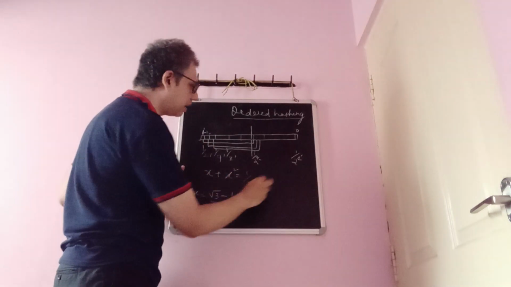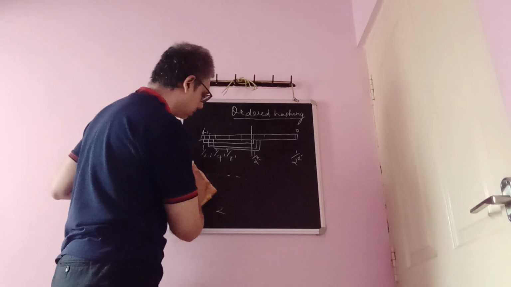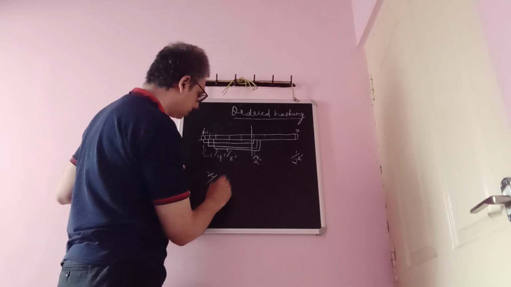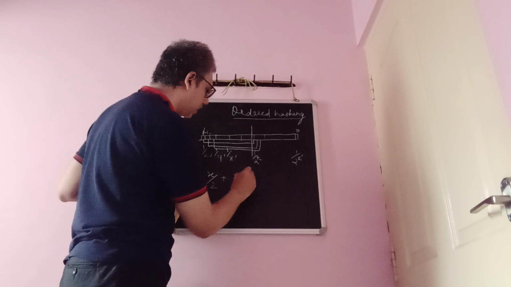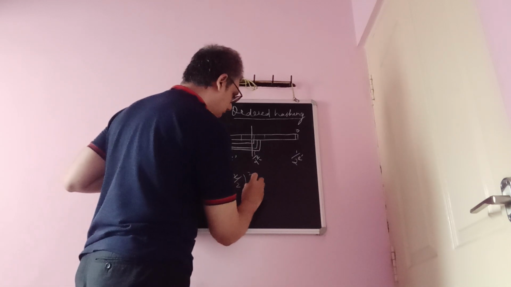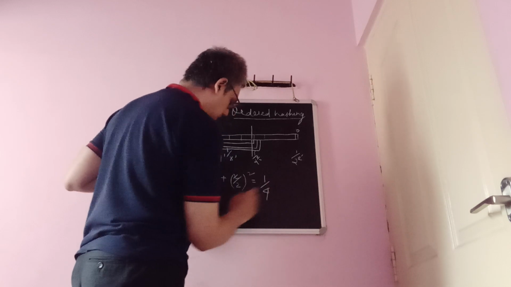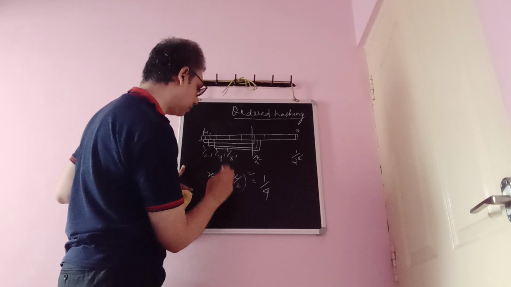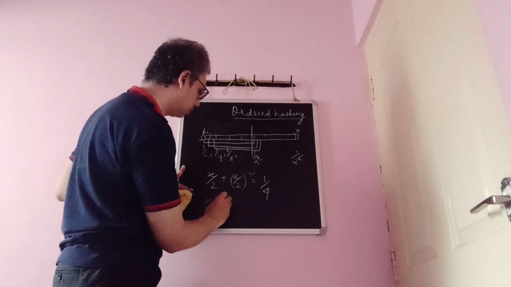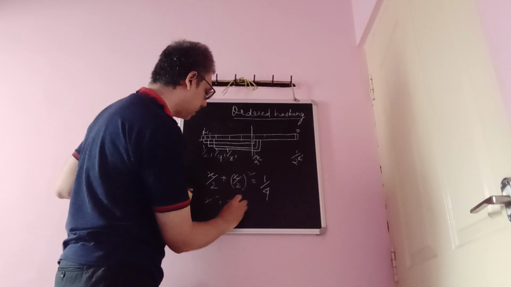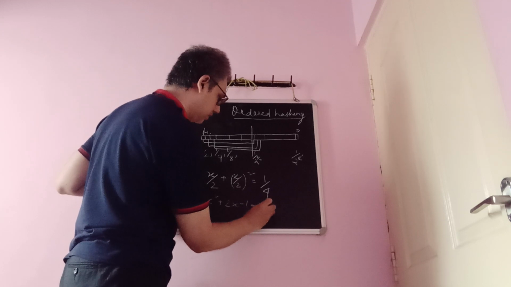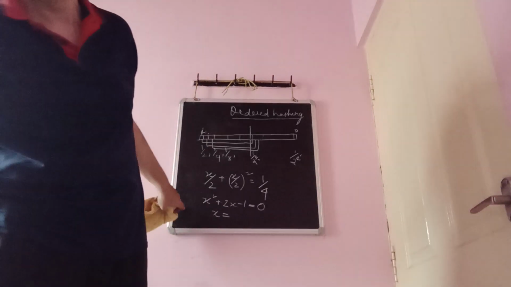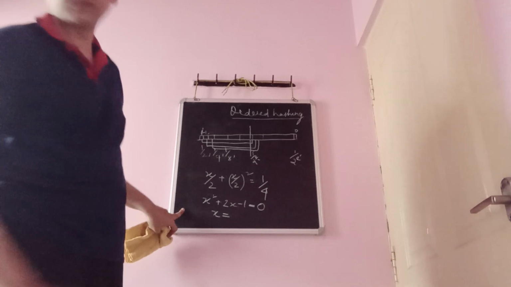Now for the next pair, again we will get the ratio. Each time the ratios are decreasing by half. So we need x by 2 plus (x by 2) the whole square equal to 1 by 4. This will give the equation x square plus 2x minus 1 equal to 0, which upon solving gives x equal to root 2 minus 1.